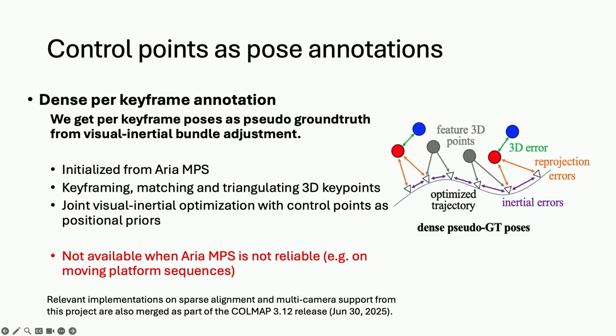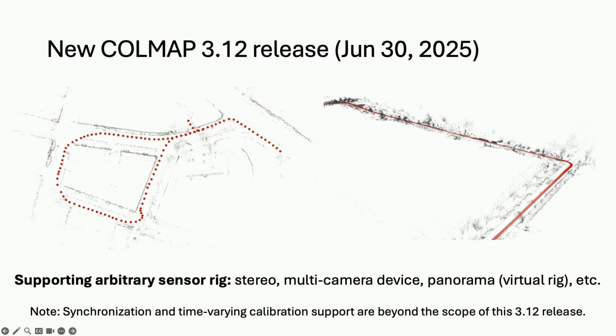On top of it, relevant implementations of sparse alignment and multi-camera support from this LaMAria project are also merged as part of the COLMAP developments in the COLMAP 3.12 release at the end of June. We hope to enable an experimental support of visual inertial optimization in COLMAP such that more and more people from the SFM or general visual localization community can think of this as an important problem, because it's highly practical and there are more efforts towards this direction.